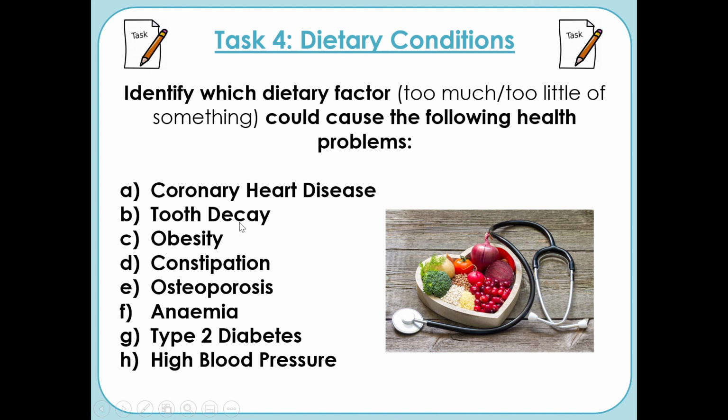or it can also be caused by too little calcium. Okay, so for each one of these dietary diseases, you're going to tell me, is it too much of something, and tell me what that something is, or too little of something. Okay, so you've got coronary heart disease, tooth decay, obesity, constipation, osteoporosis, anemia, type 2 diabetes, and high blood pressure. Okay, so just tell me too much or too little of whatever it is leads to this health problem.